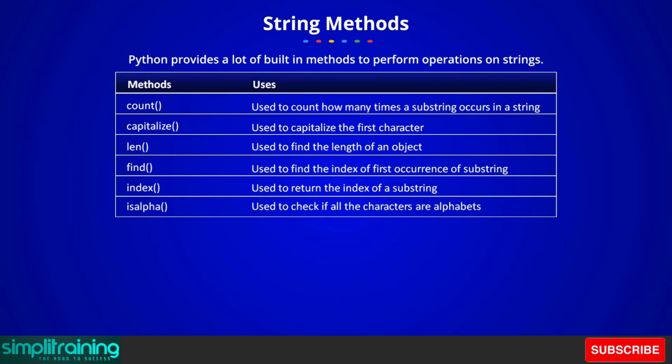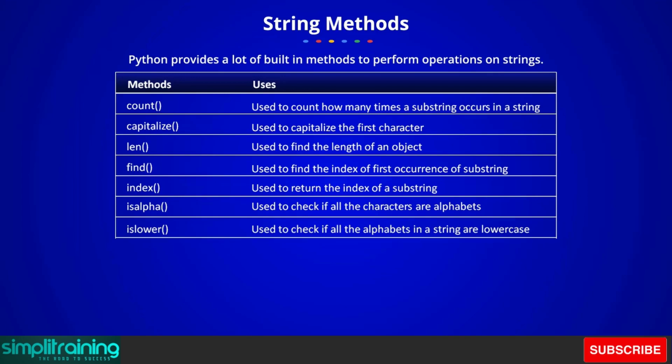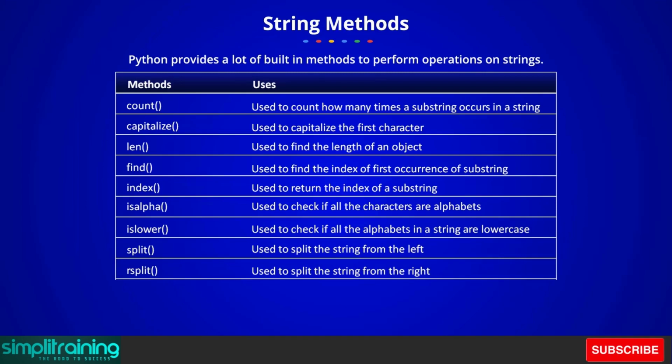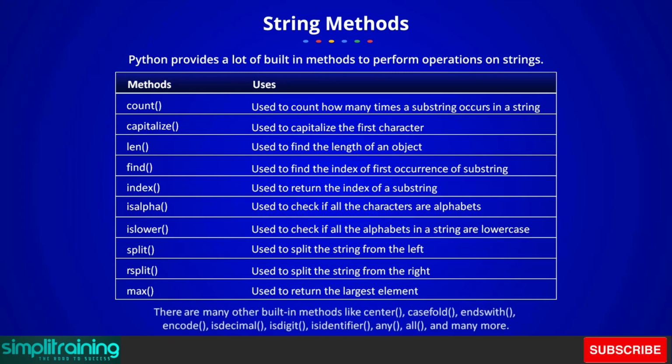isalpha, used to check if all the characters are alphabets. islower, used to check if all the alphabets in a string are lowercase. Split, used to split the string from the left. rsplit, used to split the string from the right. Max, used to return the largest element. There are many more other built-in methods like center, casefold, endswith, encode, isdecimal, isdigit, isidentifier, any, all, and many more.